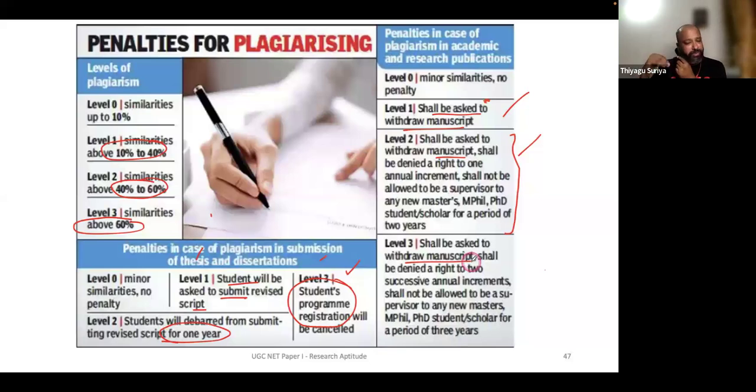All of level 1 and level 2 apply: first is a withdrawal, and denial of the right to 2 successive annual increments. They are not allowed 2 years of annual increment. The supervisor shall not be allowed to supervise any new master's degree. Even the guide cannot do any kind of guidance or supervising. This is the way the UGC guidelines were made.